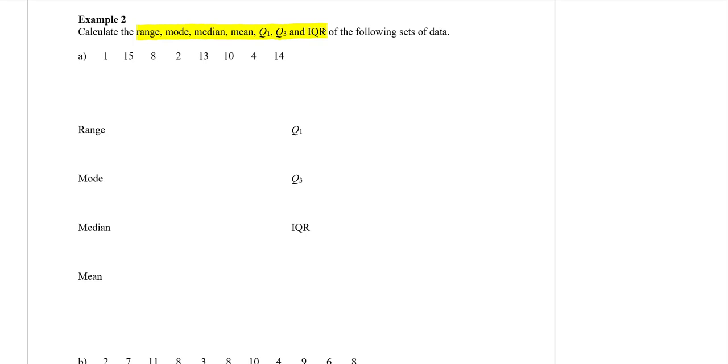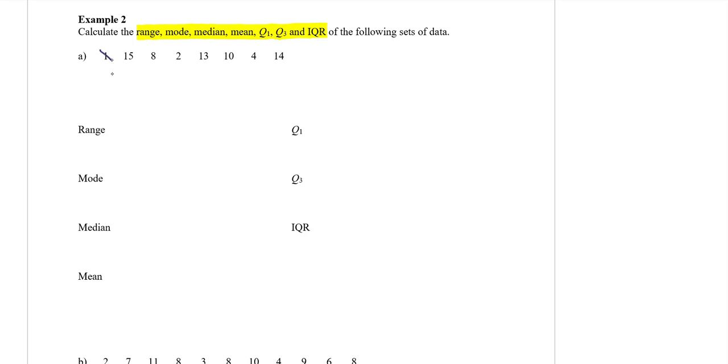Now, because we are doing quartiles and medians and things, we know we're going to need our data in order from smallest to largest. So that's always a good place to start if you're doing a question like this. So this is not in order. 1, 15, 8, 2, definitely not in order. So let's go through and rewrite it from smallest to largest.